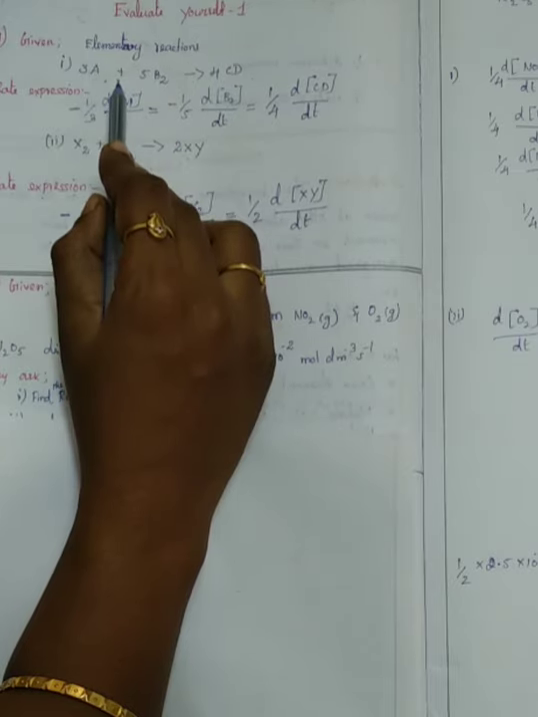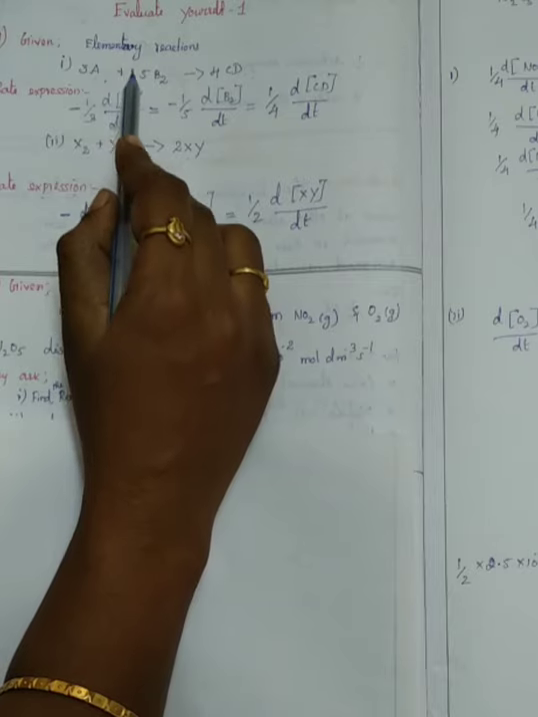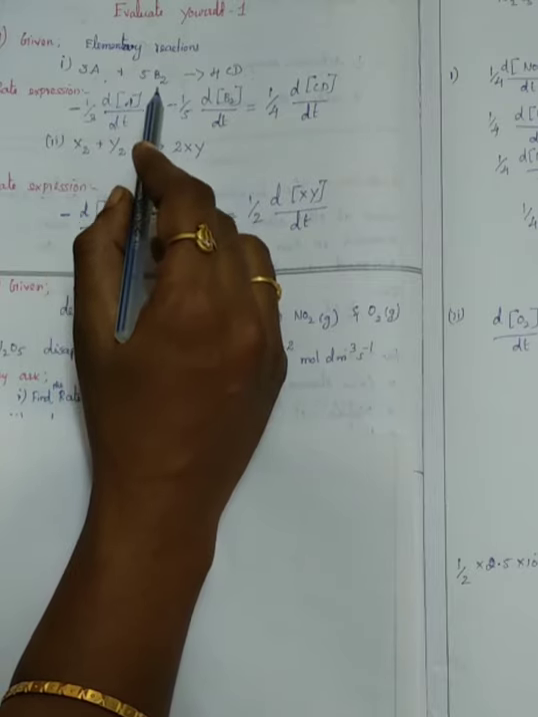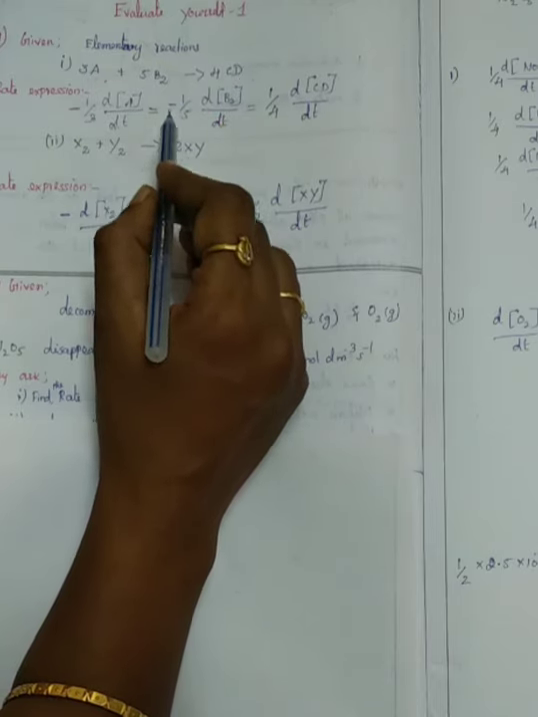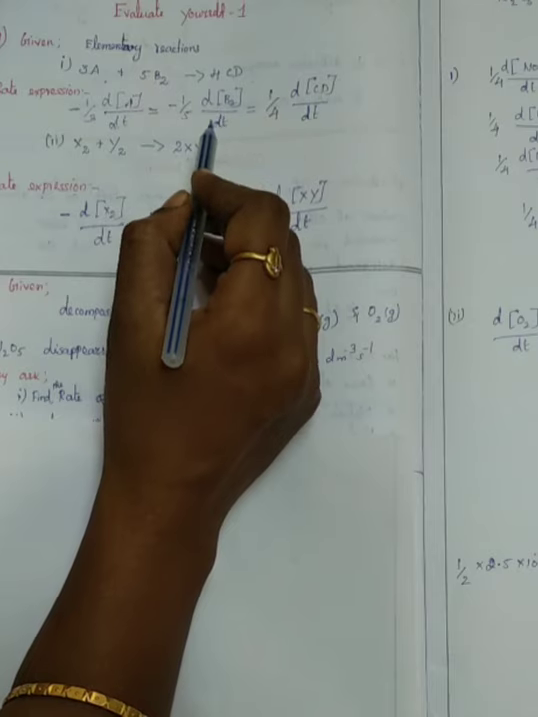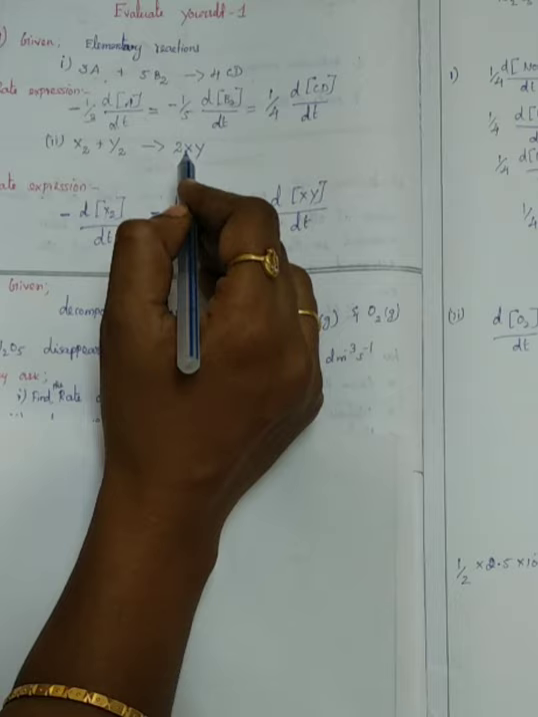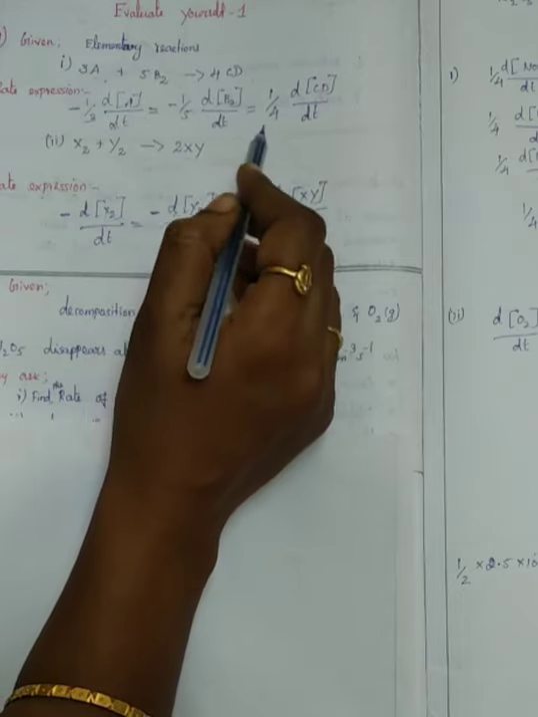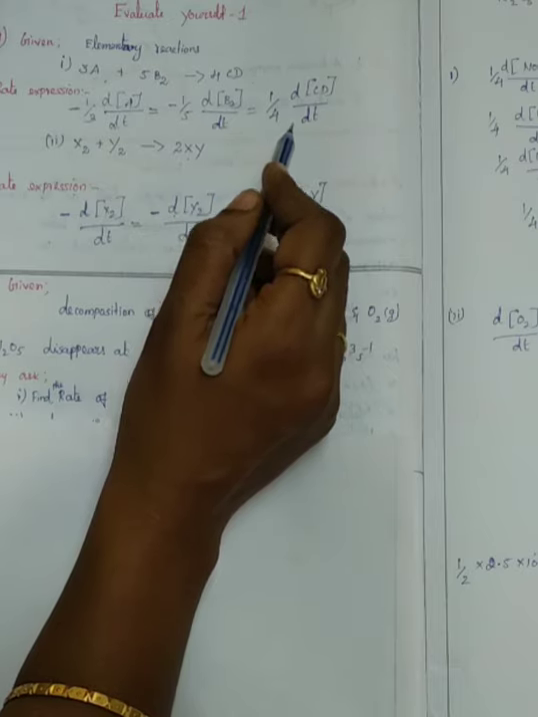Why are we using the minus sign for the reactant? Because in the reaction, the concentration of the reactant is going to decrease. Side by side, the concentration of the product is going to increase. For decrease and increase only, we are using the minus and plus signs. The reactant is going to decrease in the reaction, so we use the minus sign for the reactant. The product is going to increase, so we use the plus sign for the product.